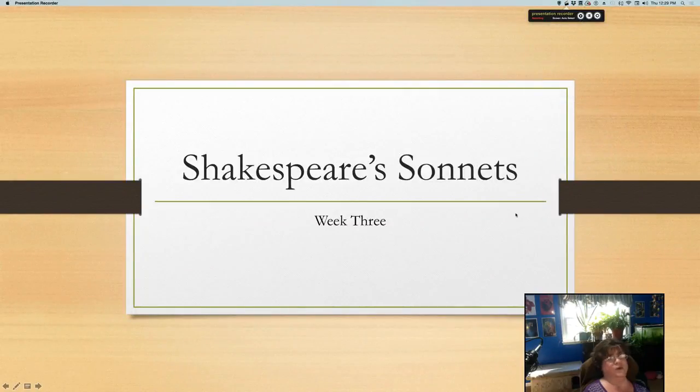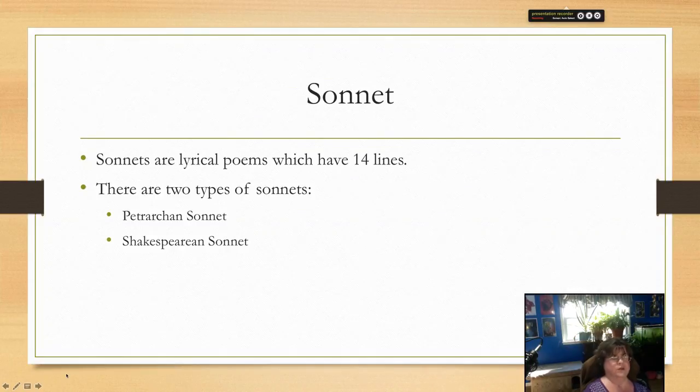All right, we're looking at some of Shakespeare's sonnets. This will help you with your journal as well. So, sonnets are lyrical poems that have 14 lines. There are two main types. There are actually four types altogether, but we're only going to look at two.